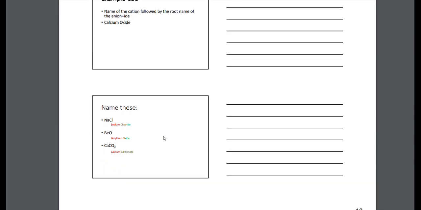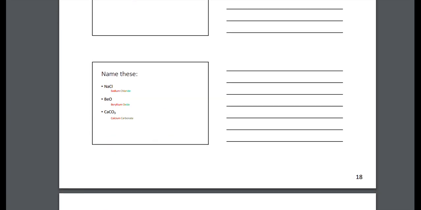For the cationic part, we just mention the name of the cation. So if it is calcium, we just call it calcium. Straightforward. For the nonmetal, we take the root of the nonmetal, from the same table that we talked about during covalent bonding, and we just add -ide to the name of the anion. So that would be ox, -ide, which makes it oxide. So it's calcium oxide. Let's do more examples.